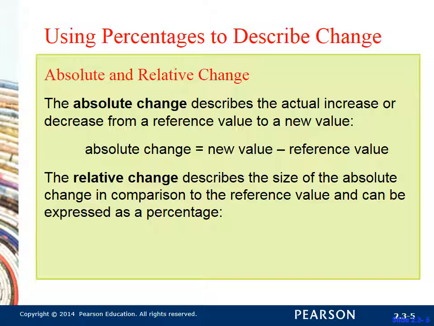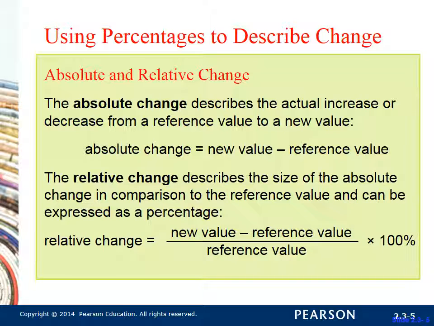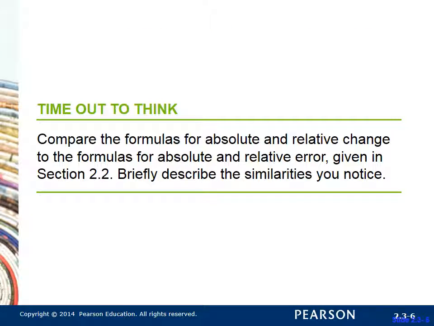When we compare, we're going to write it as a fraction and then convert that fraction to a decimal and then to a percent. So relative change will be that new value you get minus the reference value, the one you started with, divided by the reference value. And then you'll multiply that by 100%. Actually, you multiply it by 100 to keep percent.